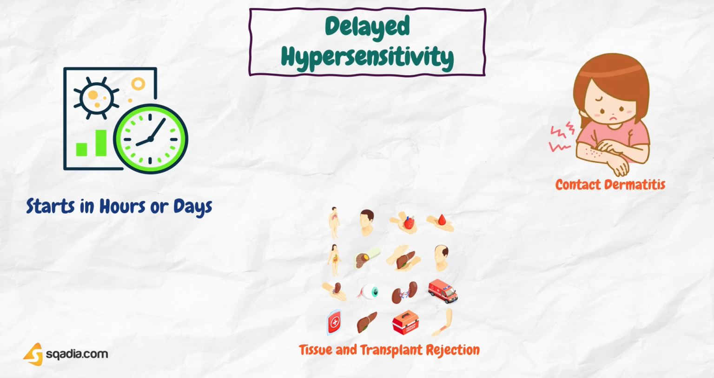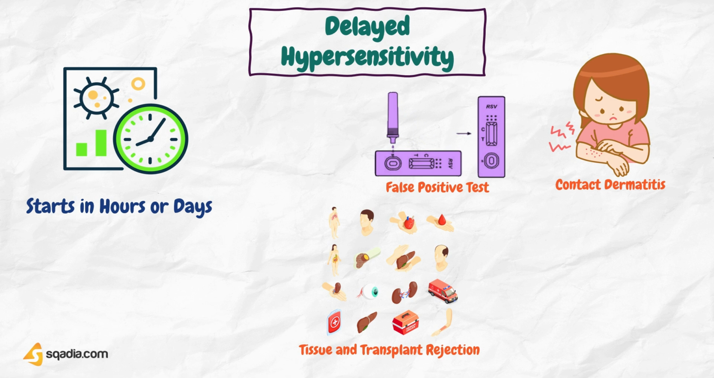Contact dermatitis, a type of eczema triggered by contact with a particular substance, such as poison ivy. Positive skin tests like the PPD test for tuberculosis after the symptoms of the illness have subsided. Granuloma formation during tuberculosis. Destruction of virus-infected cells is also part of the delayed hypersensitivity reaction. That is all about the cell-mediated immunity.